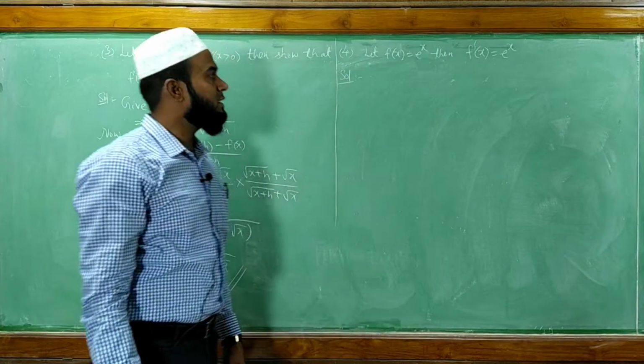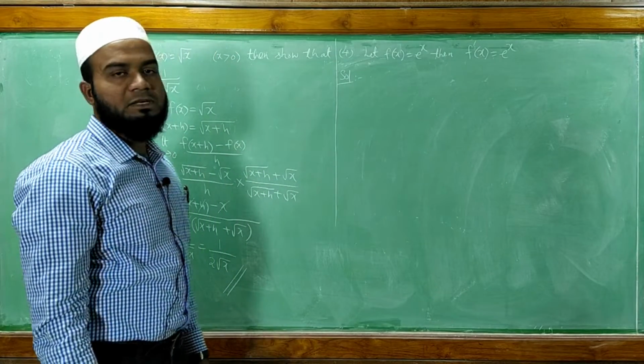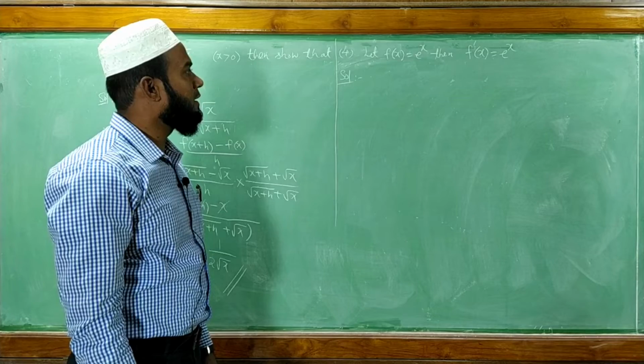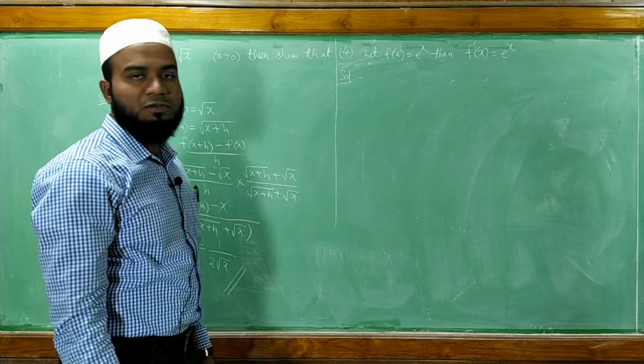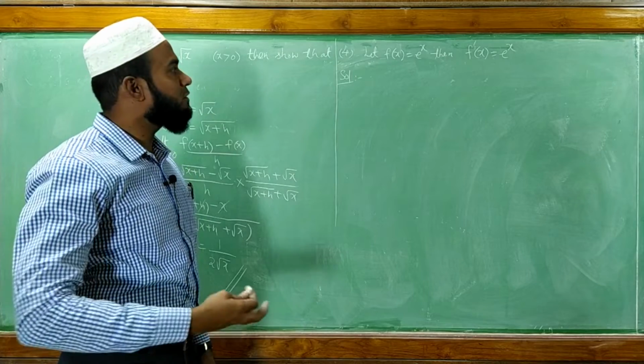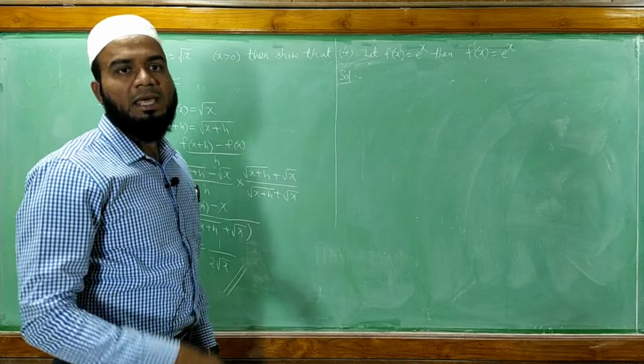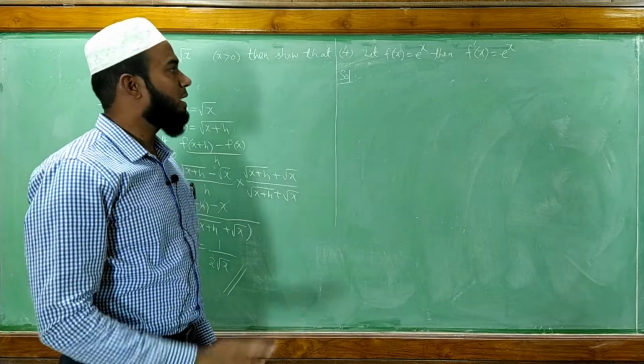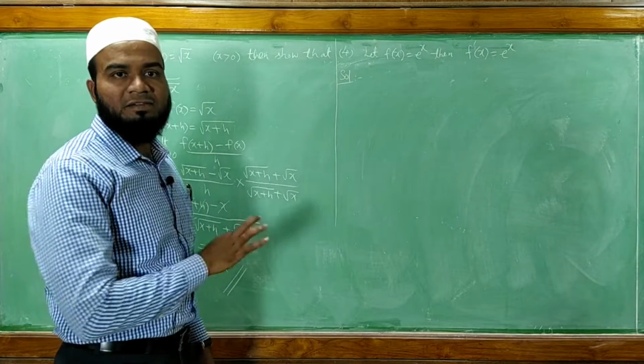So what is the next question? Fourth one: let f of x equals e power x. Then we have to show that f dash of x is again e power x. That is, the derivative of the function e power x is nothing but e power x. That we know, but how we are getting that, we are establishing now.